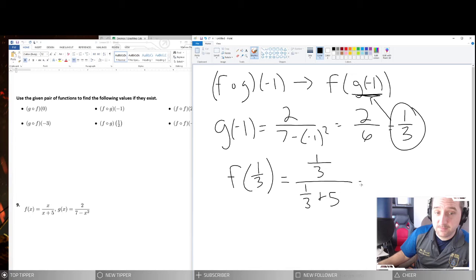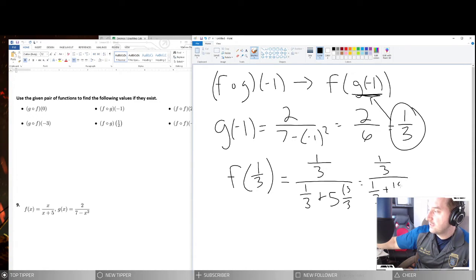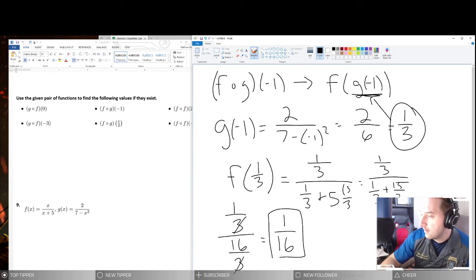So from there, we can enter that in our calculator and get an approximate, or we can just do that by hand. So find the common denominator. Plus 15 over 3. So that's going to give us 1/3 over 16 over 3. And the 3 is going to cancel out. So I'm going to get 1 over 16. And that's going to be my answer.